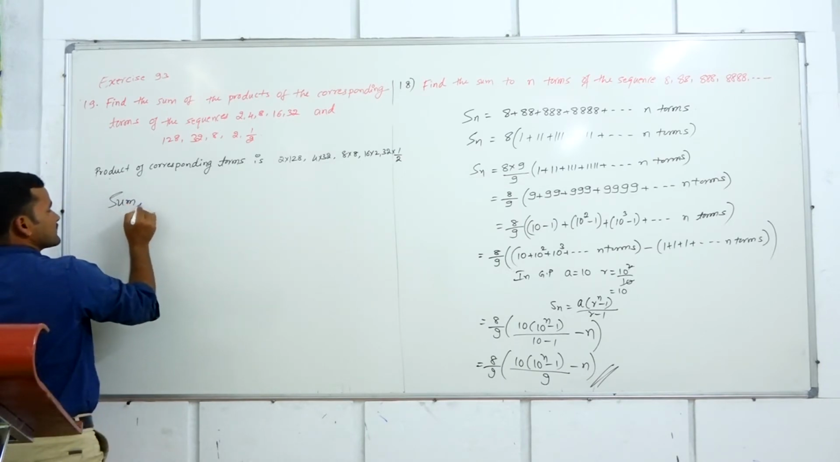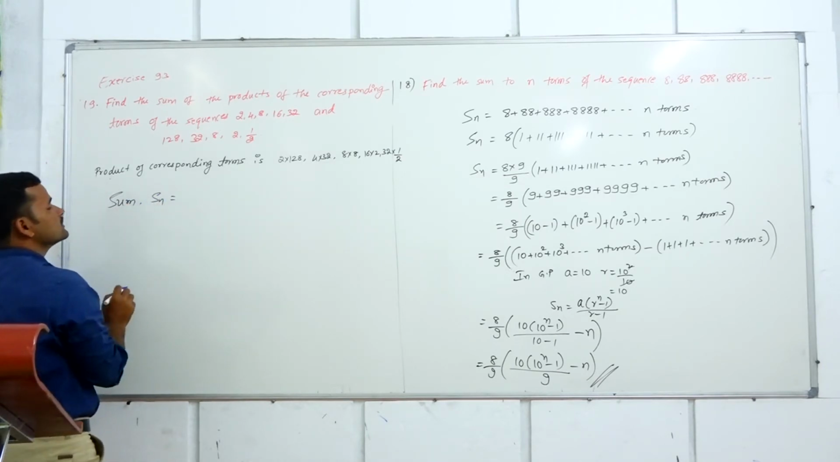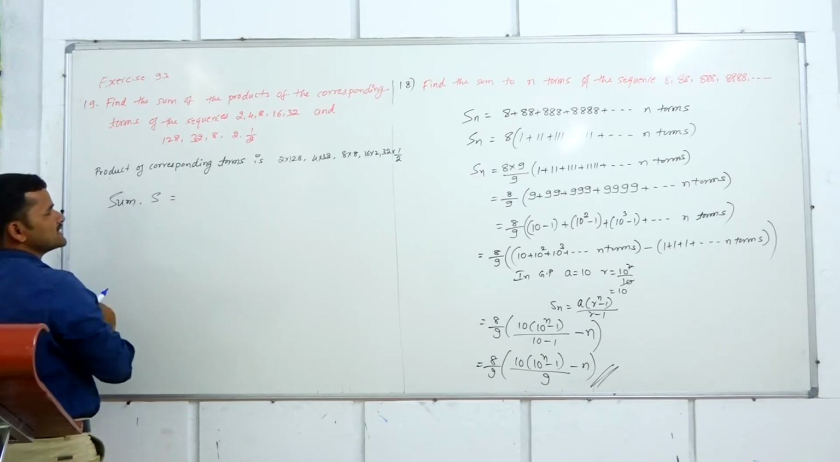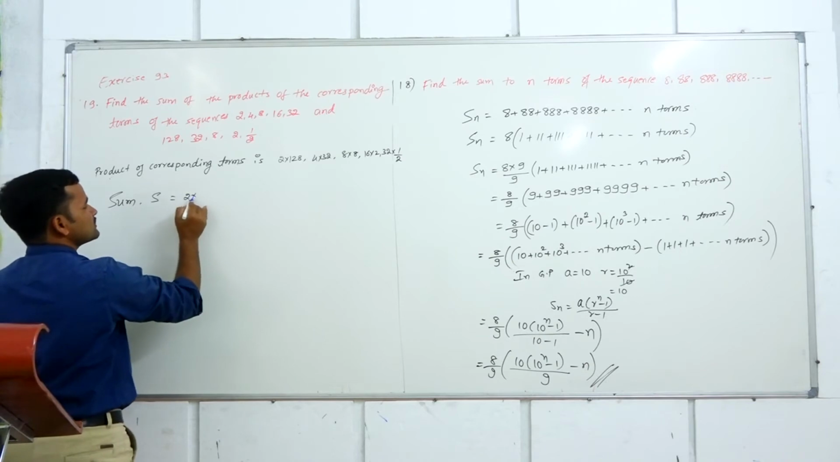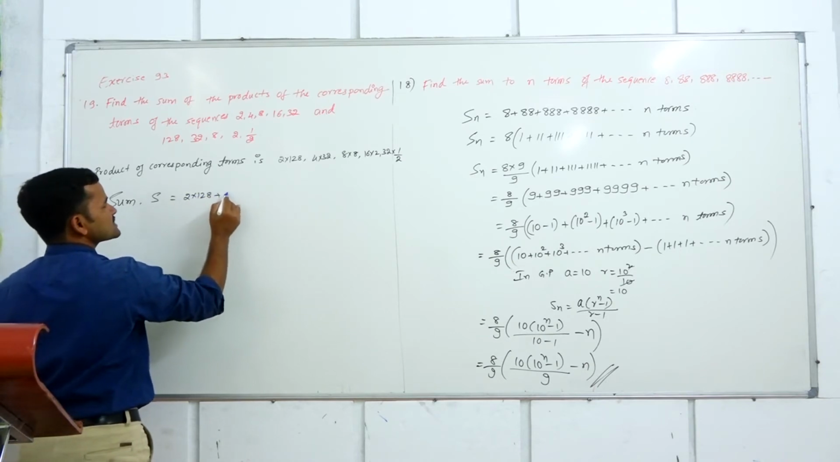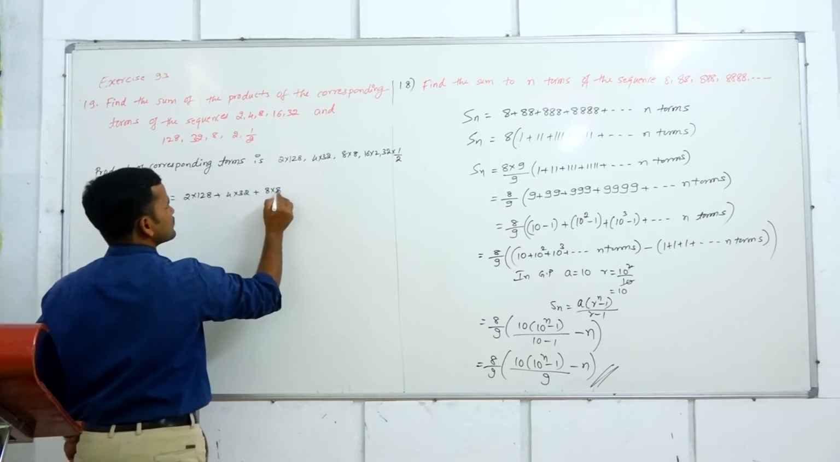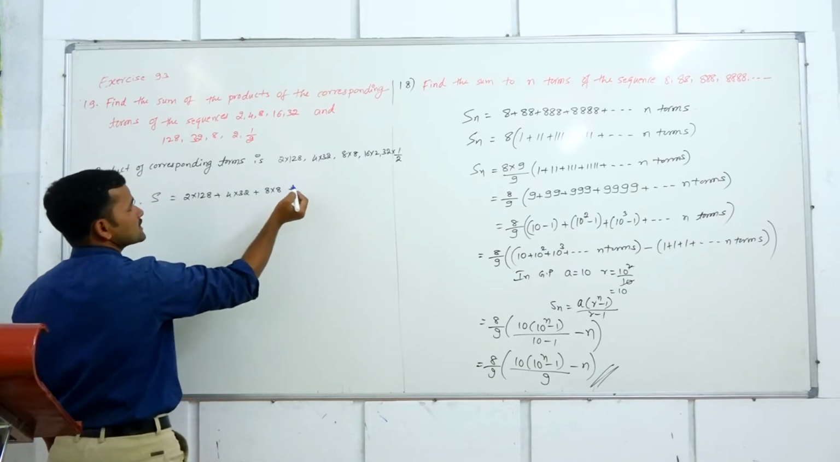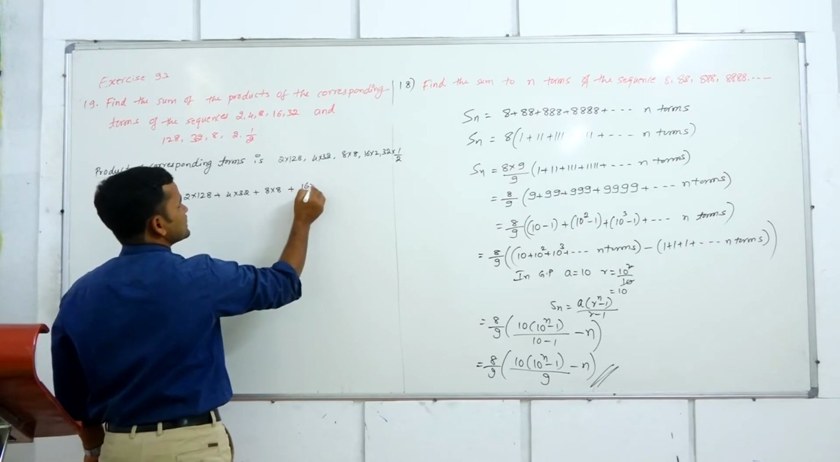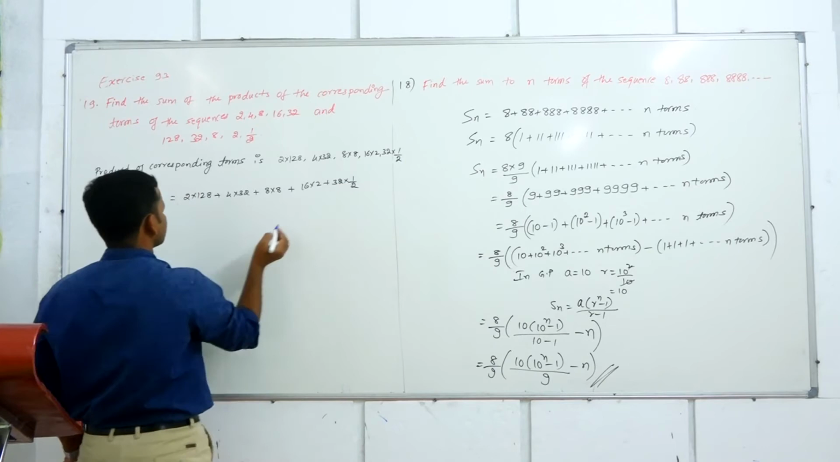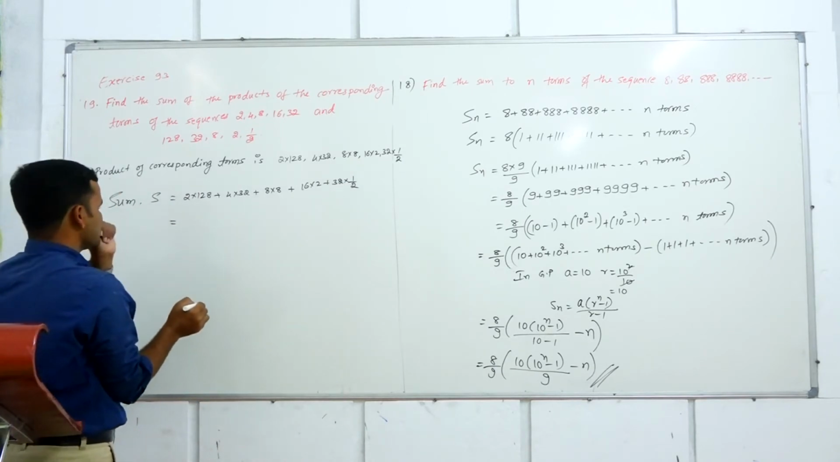Sum Sn is equal to, here 5 terms are there, simply I can write S is equal to, sum S is equal to 2 into 128 plus 4 into 32 plus 8 into 8 plus 16 into 2 plus 32 into 1 by 2. Let me simplify here.